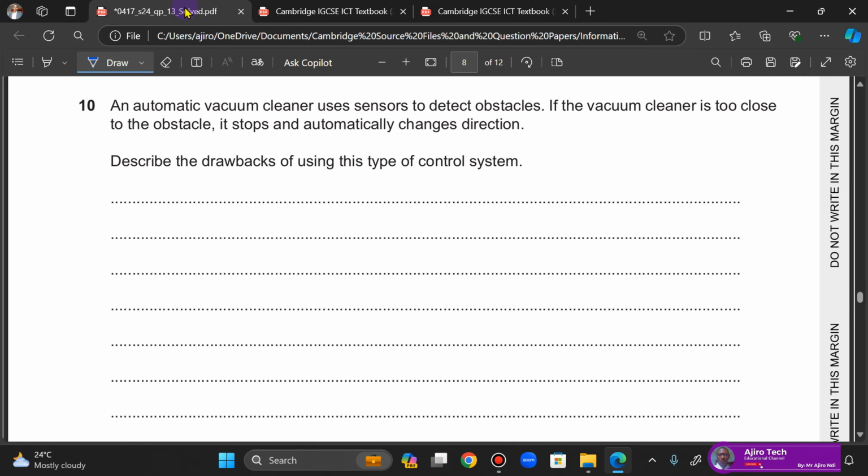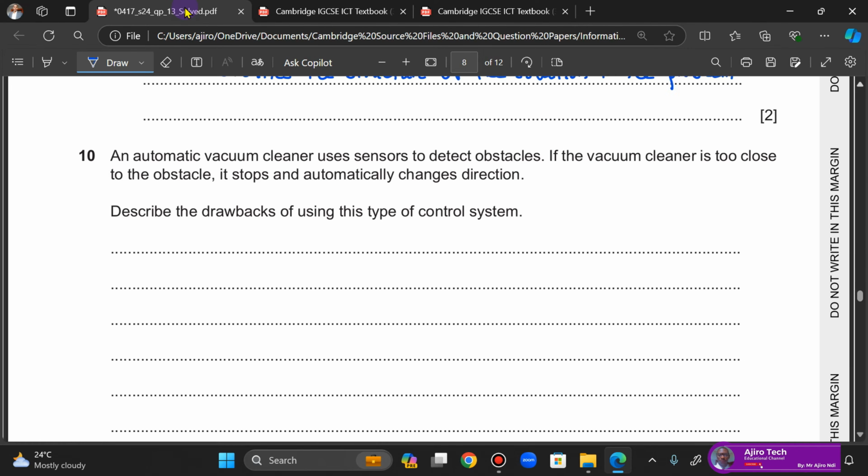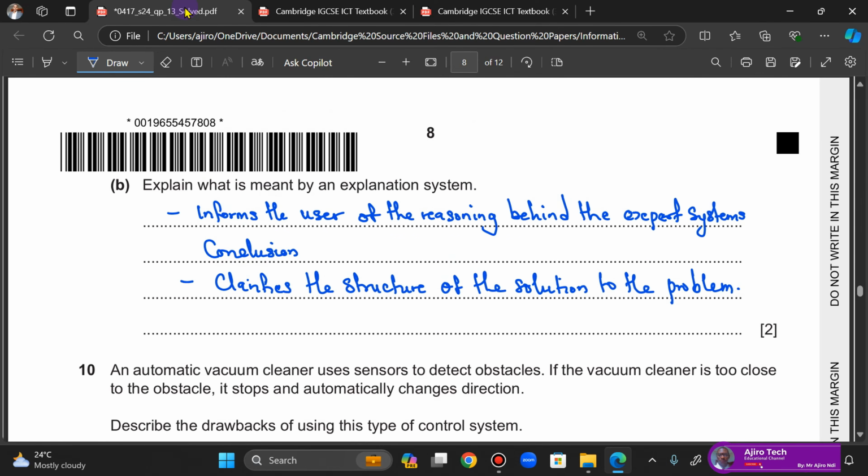An automatic vacuum cleaner uses sensors to detect obstacles. If the vacuum cleaner is too close to the obstacle, it stops and automatically changes direction. Describe the drawbacks of using this type of control system. Now you are going to see this. This is also chapter 6 as well, ICT application.